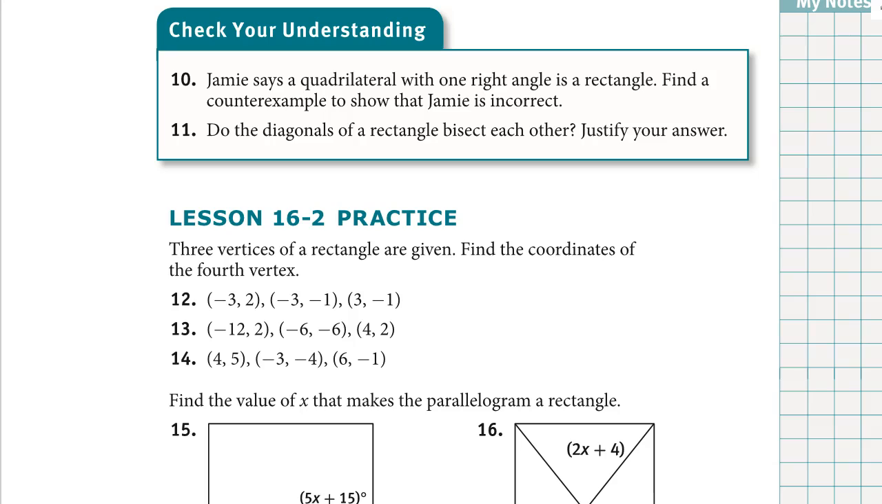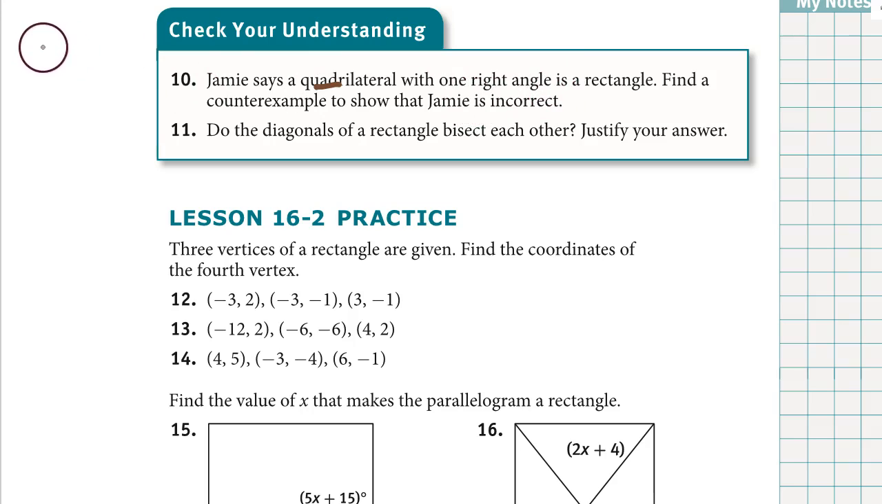Here's some check your understanding questions, so I'll pause the video for you to try these. Okay, here's the answers. Number 10, Jamie says that a quadrilateral with one right angle is a rectangle. Find a counterexample to show that Jamie is incorrect.